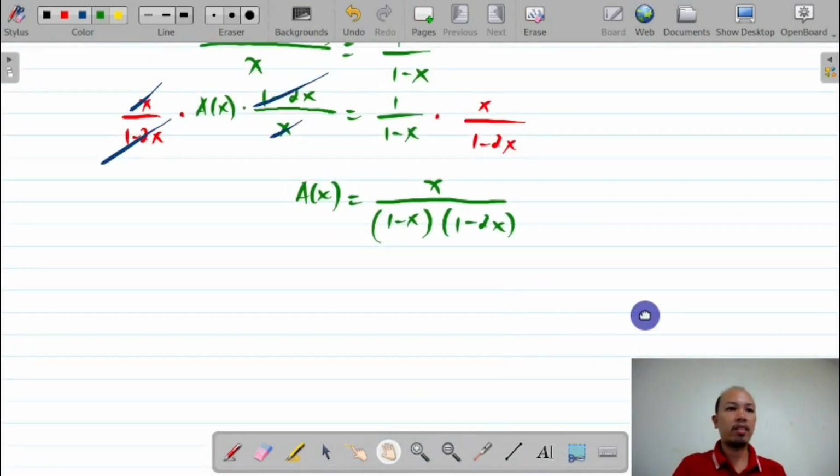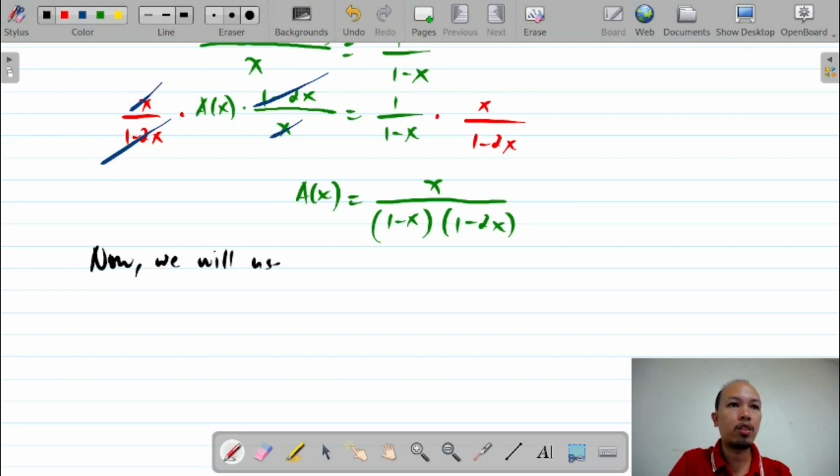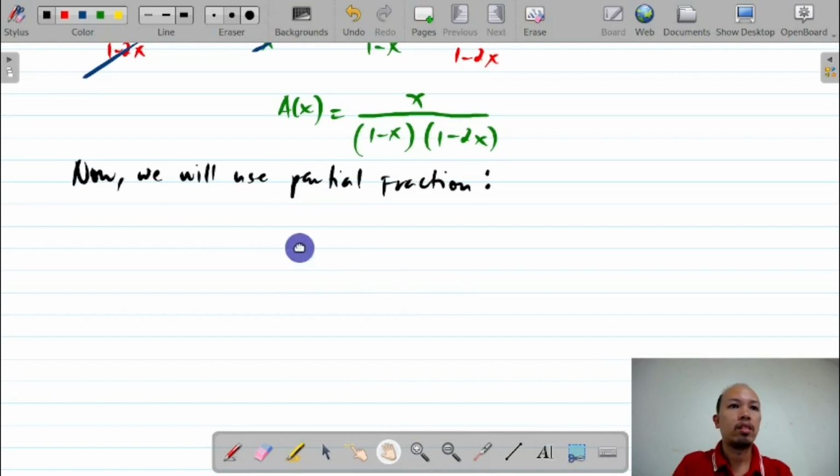Next is we will use partial fraction to simplify the right hand side. This is our topic in calculus 2. Okay, so this is x over 1 minus x, 1 minus 2x.